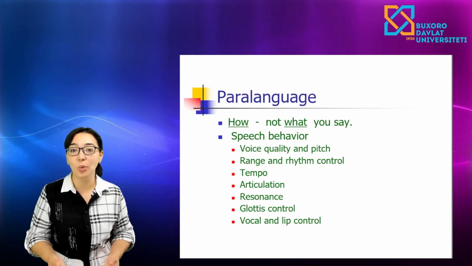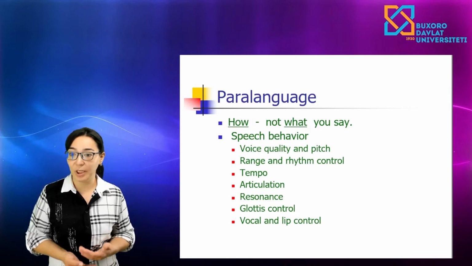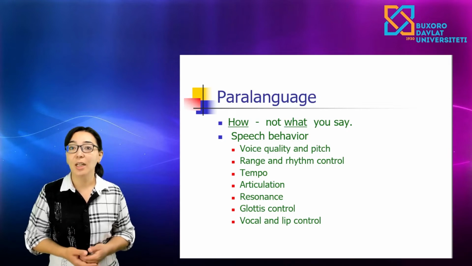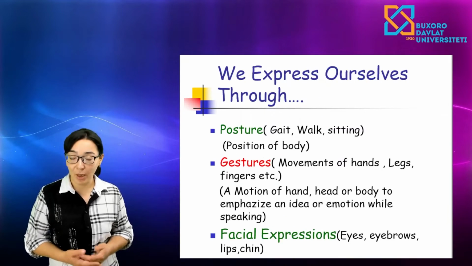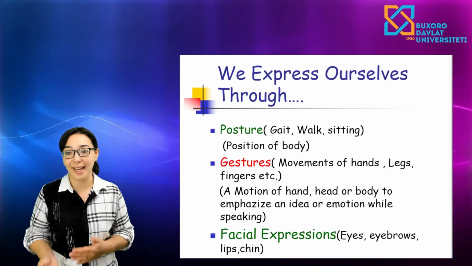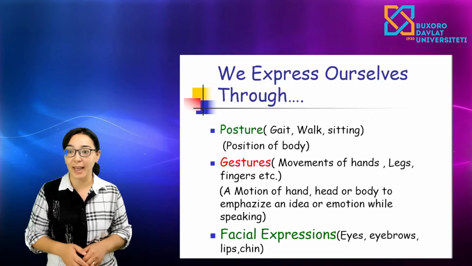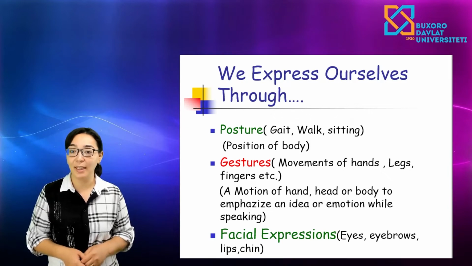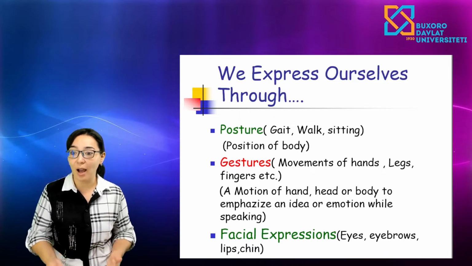Paralanguage: how, not what, you say. For example, they include speech behavior, voice quality and pitch, range and rhythm control, tempo, articulation, resonance, glottis control, vocal and lip control. We express ourselves through posture, of course, gait, walk, sitting, or position of the body, gestures, movement of hands and legs, fingers, motion of the hand, head, or body to emphasize an idea or emotion while speaking, and facial expressions like using our eyebrows, eyes, lips, or chin.